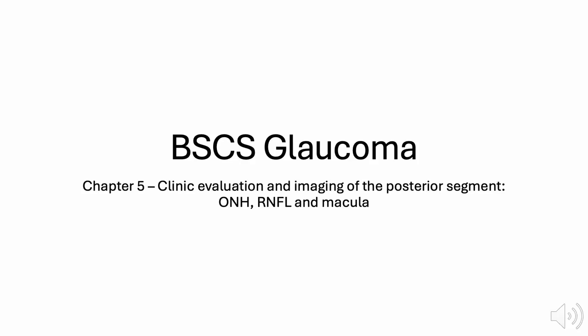Welcome to Chapter 5 of the BCSC Glaucoma series. In this chapter, we'll focus on the clinical evaluation and imaging of the posterior segment, specifically the optic nerve head, retinal nerve fiber layer, and macula. These structures are central to detecting glaucomatous damage and monitoring its progression. We'll explore how to examine them clinically and how to interpret key imaging modalities like OCT and fundus photography.